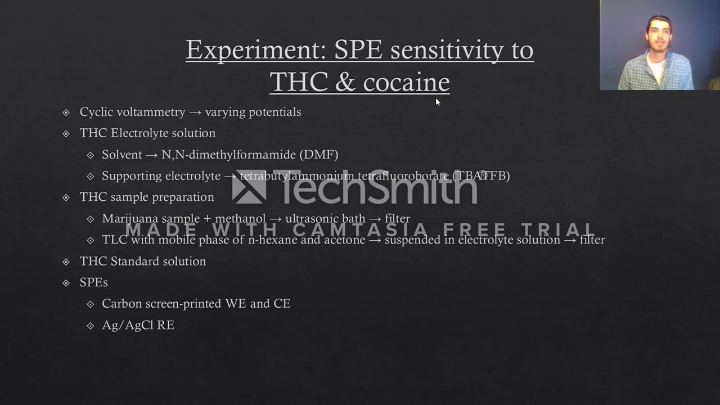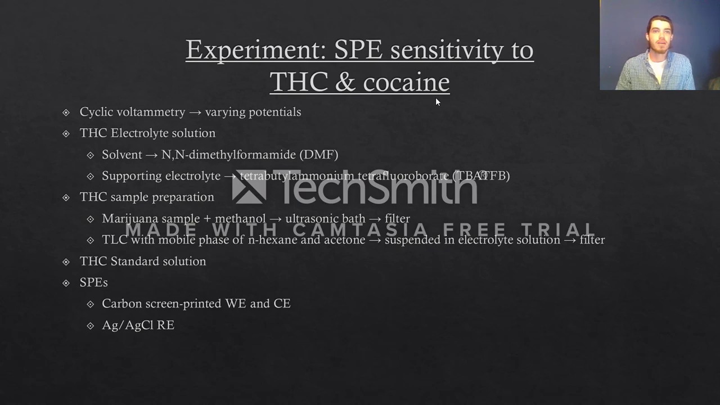The spot in the silica plate containing the THC was identified using a UV light and scraped off, and then it was suspended in the electrolyte solution, which was then filtered again to prepare it for analysis. Next, a commercial-grade THC standard sample in methanol was diluted to be used as another sample. This test was performed using a screen-printed carbon working and counter electrode with a silver chloride reference electrode with no chemical modifications.